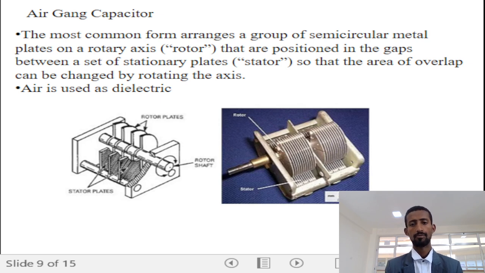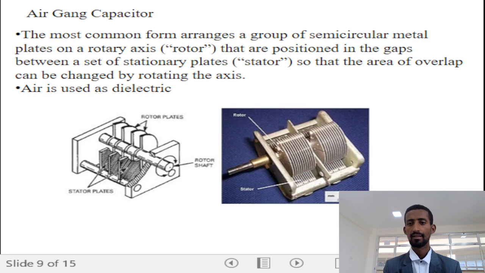The first variable type of capacitor is the air-gang capacitor. What does air-gang mean? The most common form arranges a group of semicircular metal plates. As you can see from this figure, there are semicircular metal plates on a rotary axis, that is the rotor, positioned in the gaps between a set of stationary plates, that is the stator, so that the area of the overlap can be changed by rotating the axis. Air is used as the dielectric, which is why these are called air-gang capacitors.